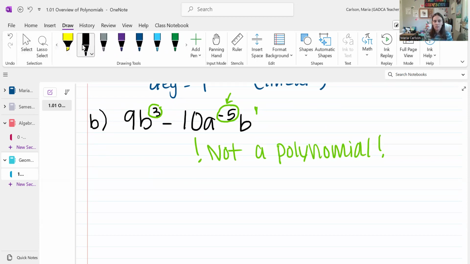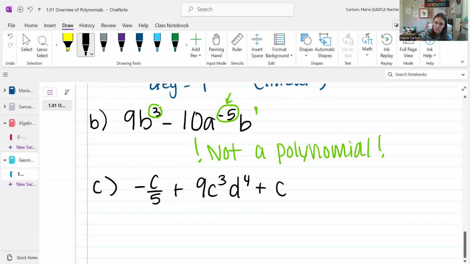And finally, part C, polynomial C. We have negative c over 5 plus 9c cubed d to the fourth plus c squared d cubed. Looking at this polynomial, I do see a fraction, but remember, fractions are only a problem when you have a fraction as your exponent or when you have a variable in the denominator, which is not what we have. We have a variable in the numerator. So this is a polynomial. All of my exponents are good here.